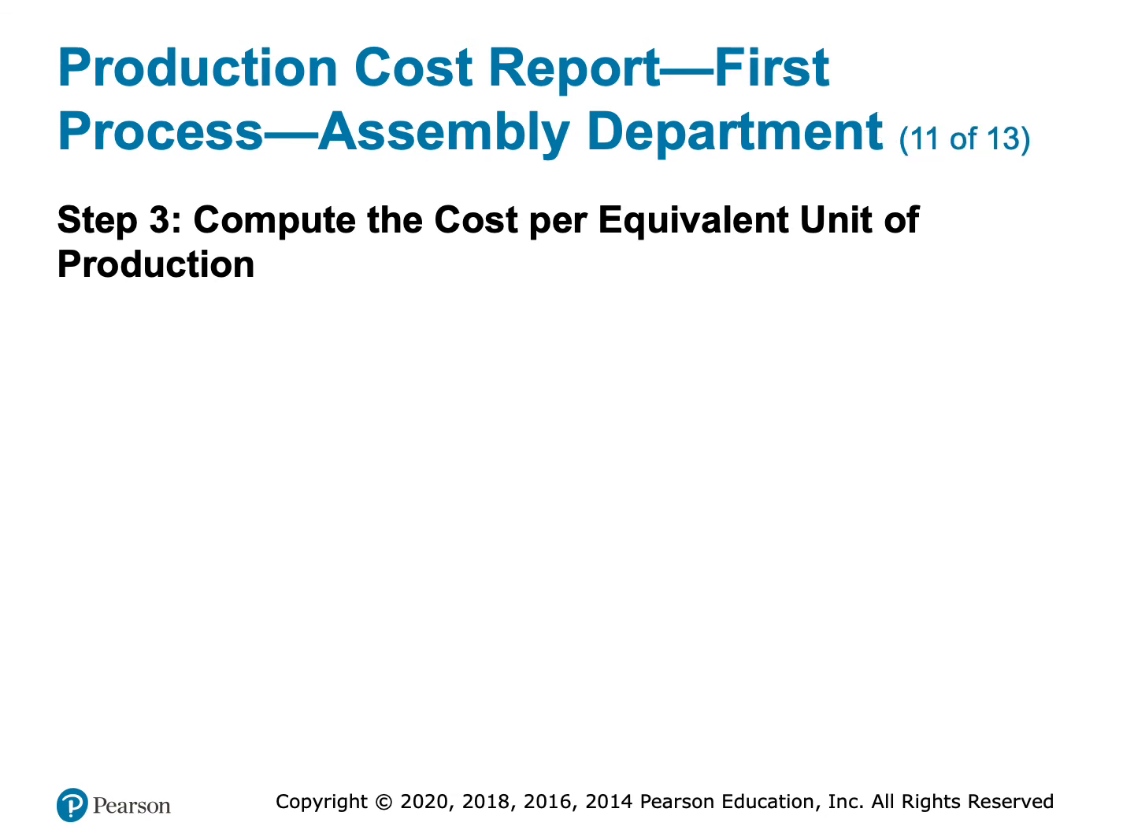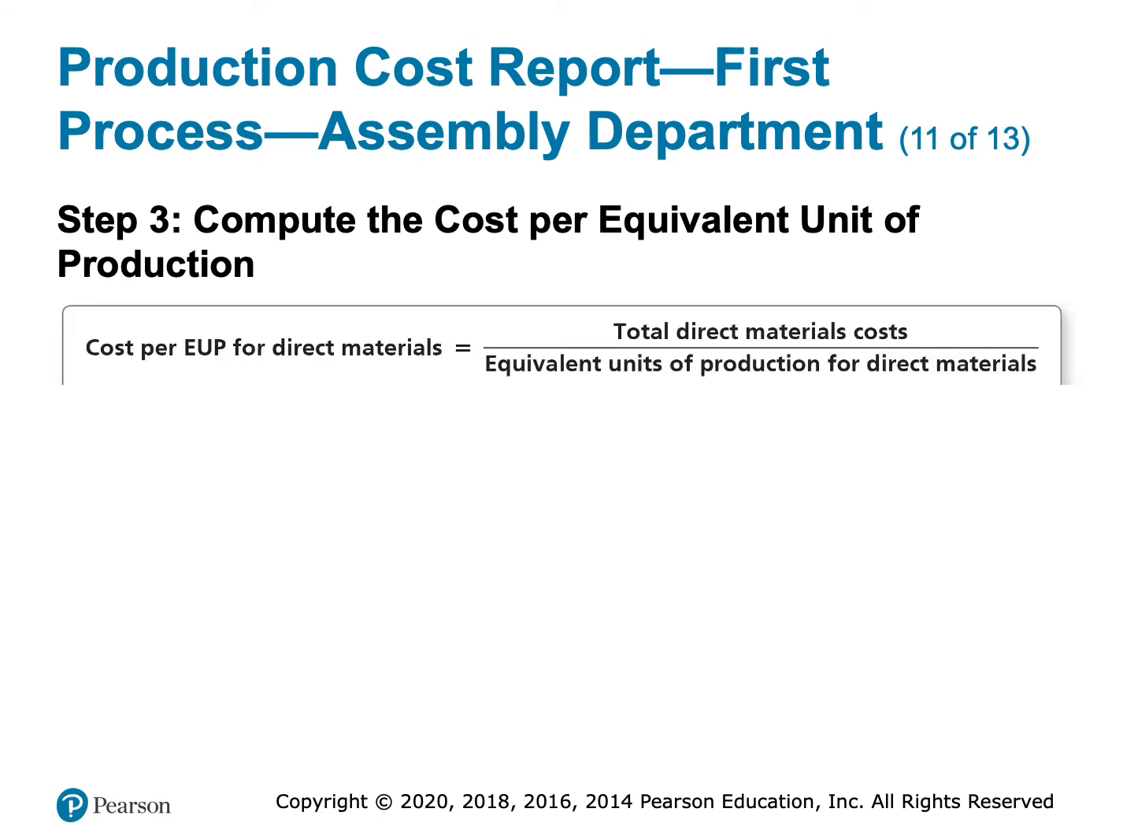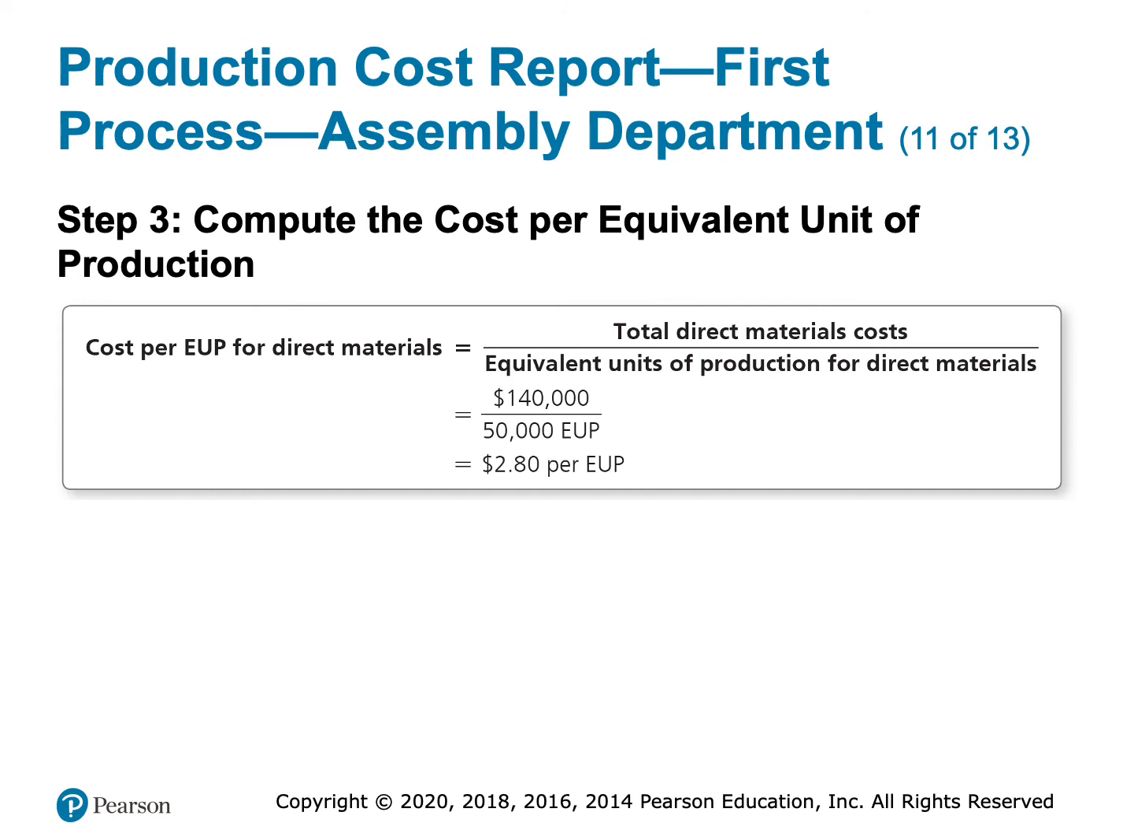So we first need to calculate the cost per equivalent unit of production. So we're going to take the total direct materials cost and divide it by the number of units we made with respect to direct materials. We just looked at the total materials cost on the previous slide, and we know that we made 50,000 equivalent units of production with respect to materials. Since our total materials cost was 140, we divide that by 50,000 units, and we get a materials cost of 280 per equivalent unit of production.